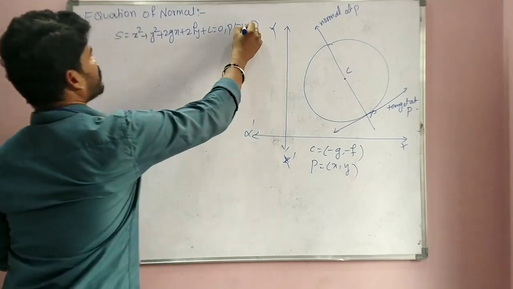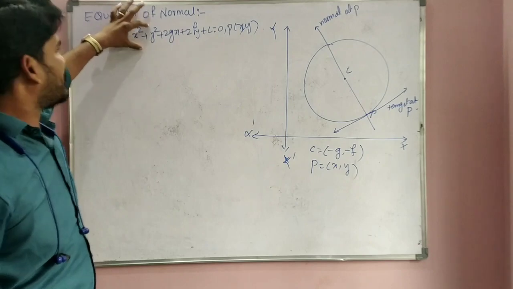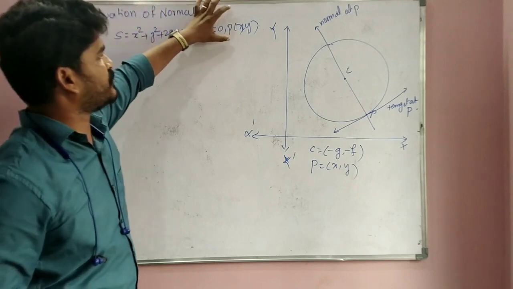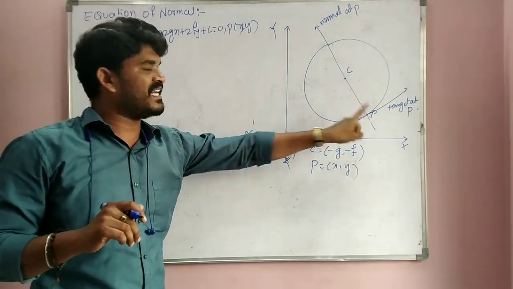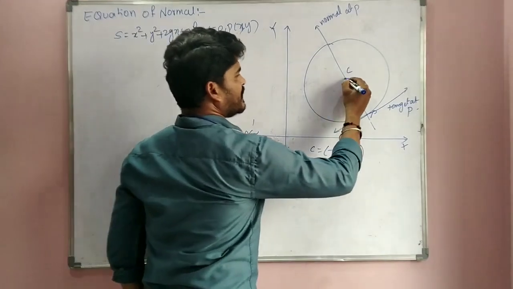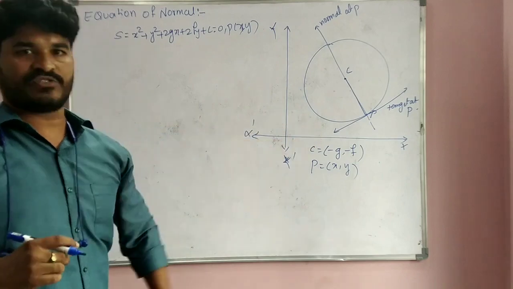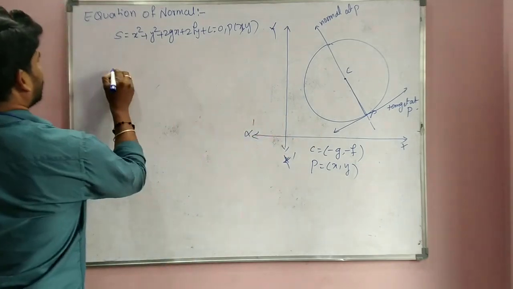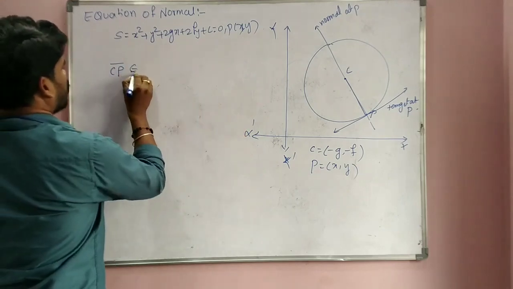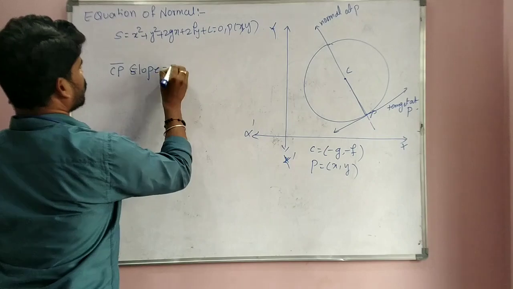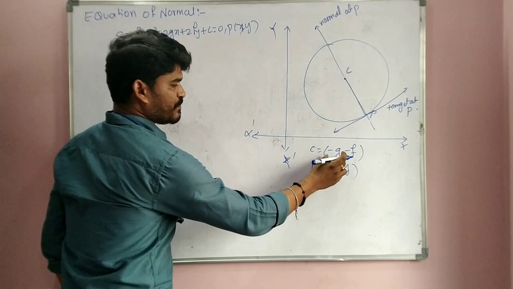What is the equation of the normal? The circle has the equation x square plus y square plus 2gx plus 2fy plus c is equal to 0, where P x comma y is the point of contact of the tangent at P. We know that CP is perpendicular to the tangent. Therefore the slope is m, and we know the center point C is minus g comma minus f.